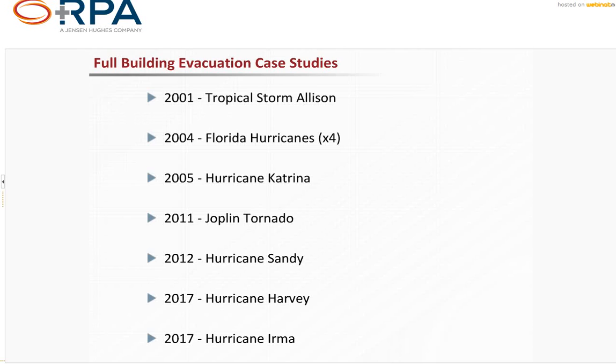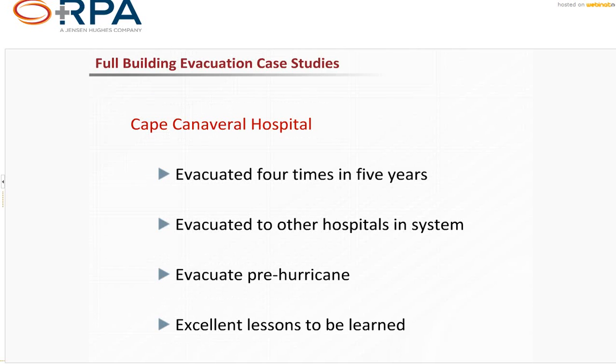So there's a lot of different ways and means that could force us to have to use this plan. We're going to look at a couple of these, and the first one that we're going to look at here is, from our experience with Russell Phillips Associates, this particular hospital, Cape Canaveral, is one of the hospitals that we've learned the most from when it comes time for understanding full building evacuation and better practices as to how do we go about doing it.